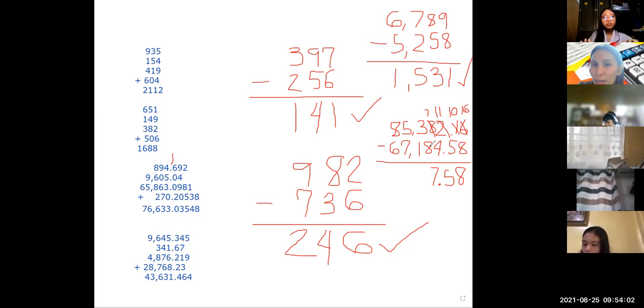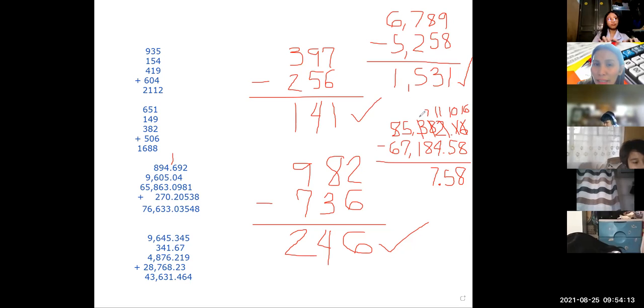Next, 7 minus 8, it cannot be done. That's why we need to increase 7 by 1 again from the digit beside it. So 3 here becomes 2. 7 here becomes 17. 17 minus 8, we have 9. Do we still need to borrow from 2? Not anymore, because we can subtract 1 from 2. That is 1.